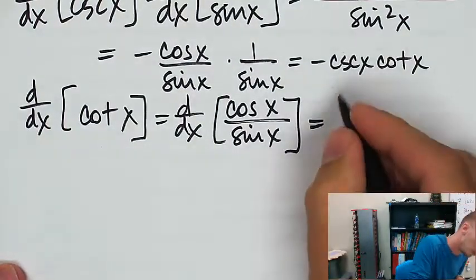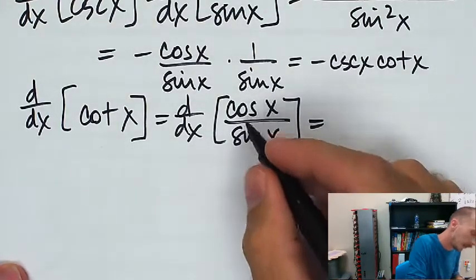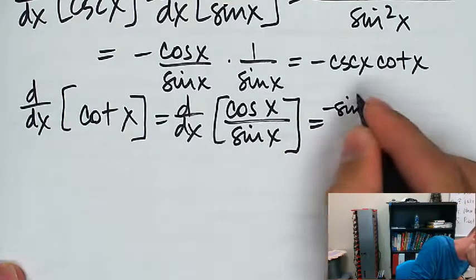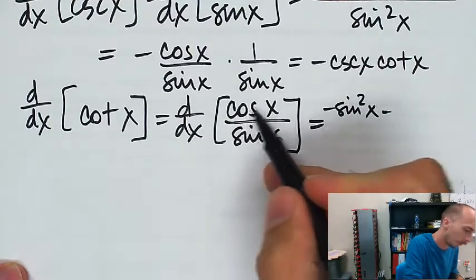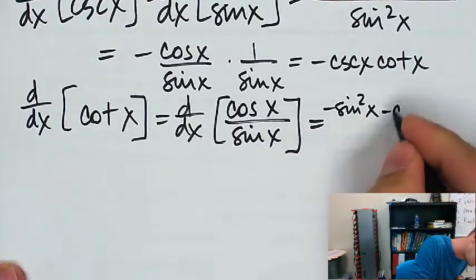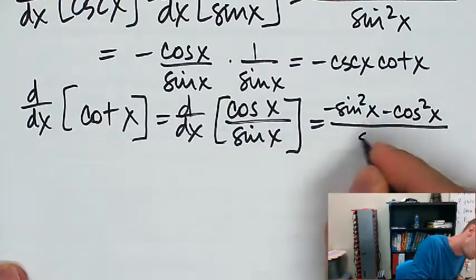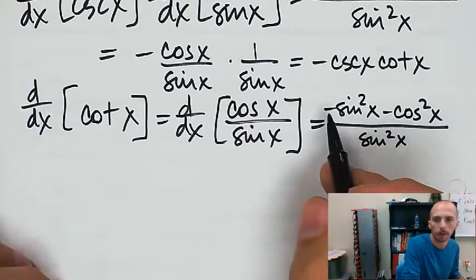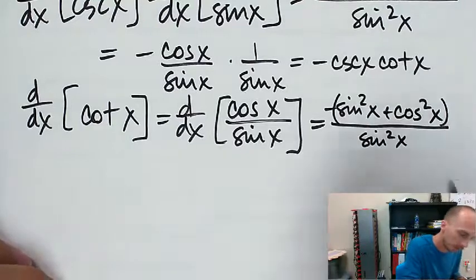Okay, and that's going to be bottom times the derivative of the top. So sine of x times negative sine of x is negative sine squared x, minus the top times the derivative of the bottom. That's cosine x times cosine x, divided by the bottom squared.